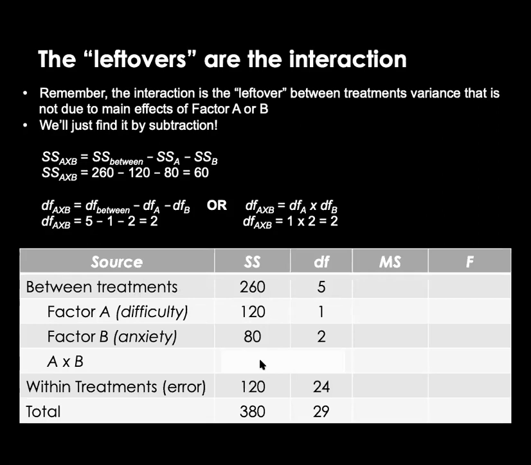For degrees of freedom, you can do the exact same thing. The degrees of freedom equals the between treatment degrees of freedom, 5, minus degrees of freedom for A, 1, minus degrees of freedom for B, 2, and you would get 2. Another way you can do this and check your math is to take the degrees of freedom of A times the degrees of freedom of B. And so 1 times 2 is 2. The same answer, right? The degrees of freedom for the interaction is 2, no matter how you calculate it.